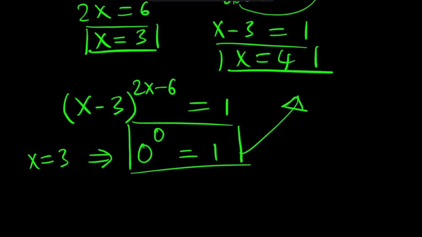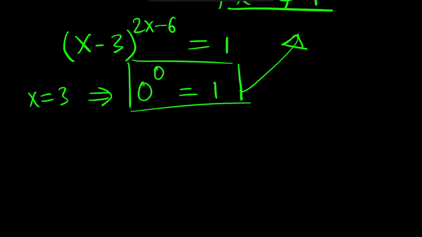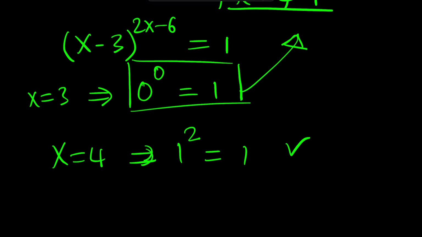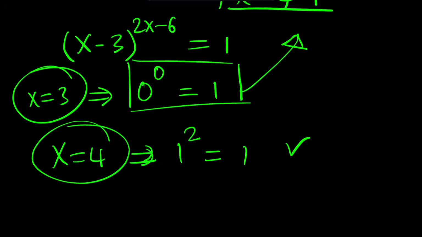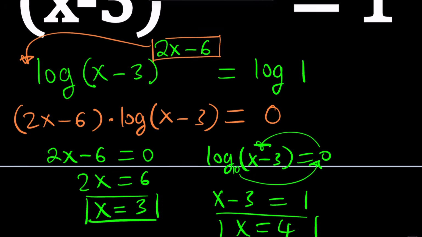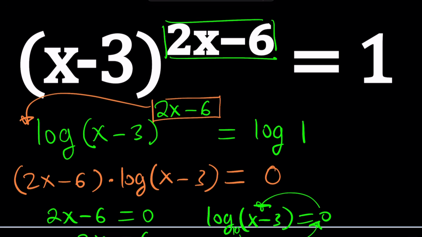What about the other one? Well, there's nothing wrong with that. If x is equal to 4, if you plug it in, you're going to get 4 minus 3, which is 1, to the power 2, obviously, that is equal to 1. No question about it. We'll all agree, right? So x equals 3 and x equals 4 are two solutions. But are those the only solutions? That's a good question. Because when you log both sides, you're kind of changing the domain of the function.